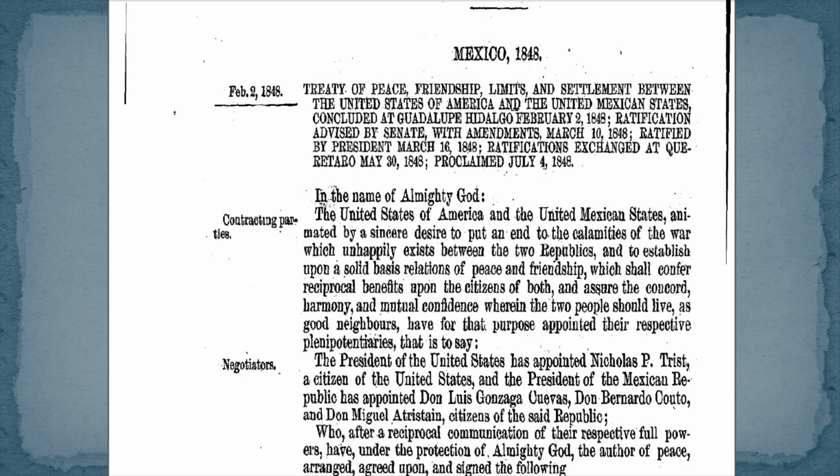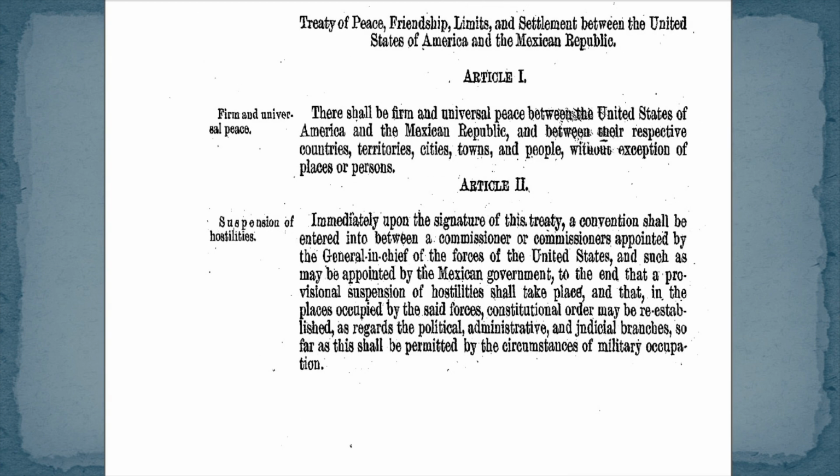You'll see it starts out in the name of Almighty God, and you'll see your margin note here is the contracting parties, so you know who is involved in this particular treaty, who the actual negotiators are, right? And here we have the President of the United States has appointed Nicholas P. Trist, a citizen of the United States, and the President of the Mexican Republic has appointed Don Luis Gonzaga Cuevas, Don Bernardo Couto, and Don Miguel Atristain, citizens of said republic. So you know who actually negotiated this. So the presidents were not actually involved. They sent a team.